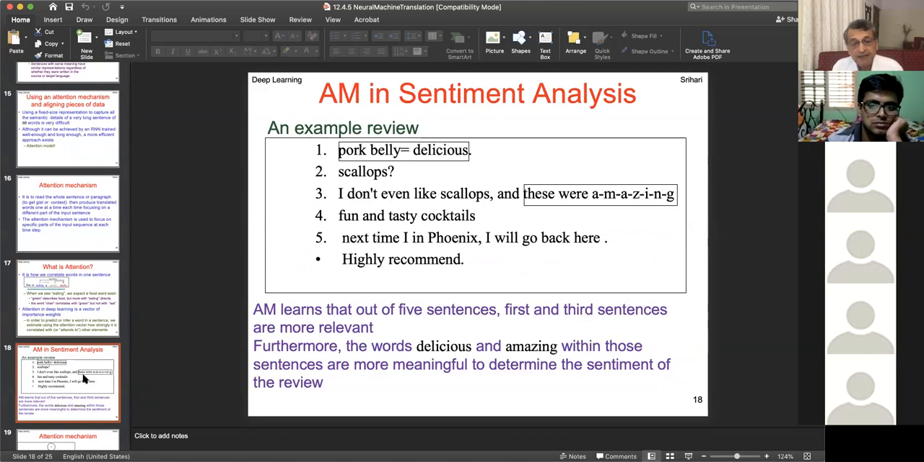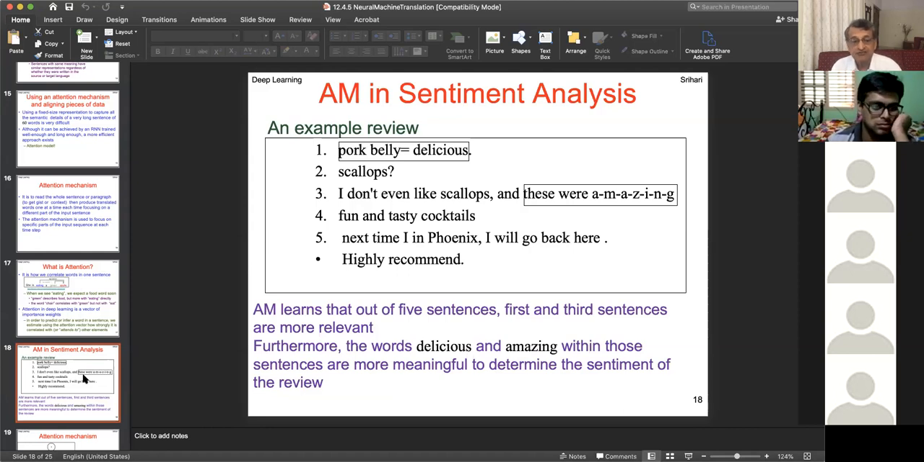Here is another example. An application of machine learning or natural language processing is in sentiment analysis. We are teaching a program to figure out whether a particular review is good or bad, with some gradation. Here is an example review, I suppose of some restaurant, where they happen to be eating something like pork chops. They wrote: "Pork belly equal to delicious. Scallops? I don't even like scallops. And these were amazing." This is a very abrupt type of review.